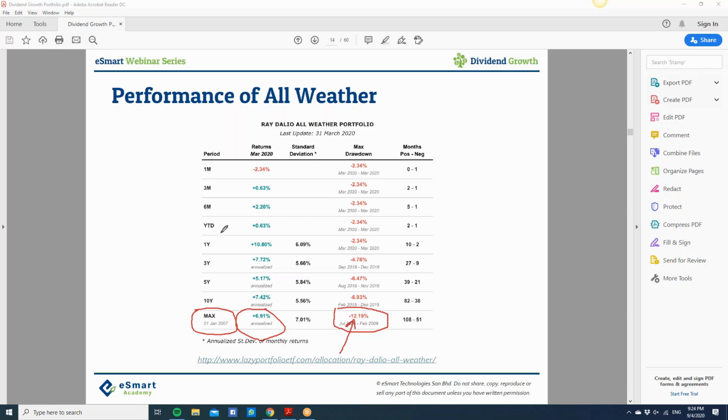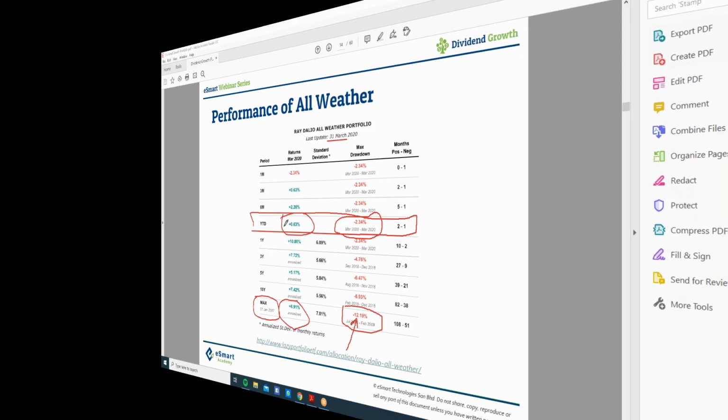Okay, and you can see this is the year to date. Okay, which means from January 2020 until the last update at the end of March. Okay, while the stock market tanked, everyone was quite scared, fearful, you can see that this all-weather portfolio only drops by 2.3%. Okay, and that's like nothing, right? If your portfolio drops by 2%, it is really nothing. Okay, and if you had invested in this portfolio in January, at least right now you're still making money as of end of March.